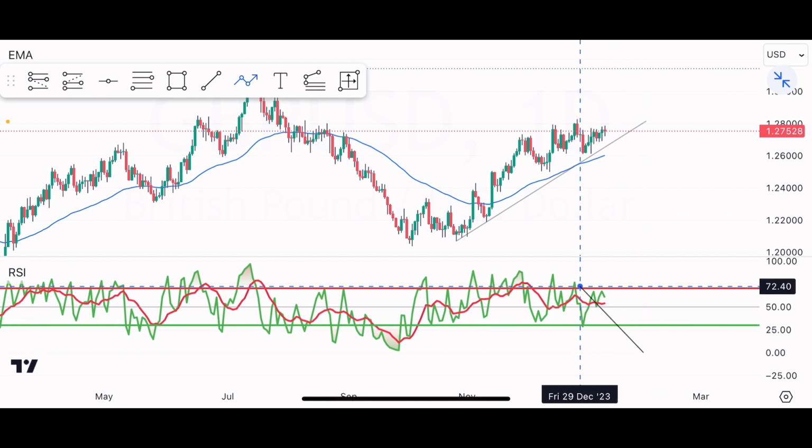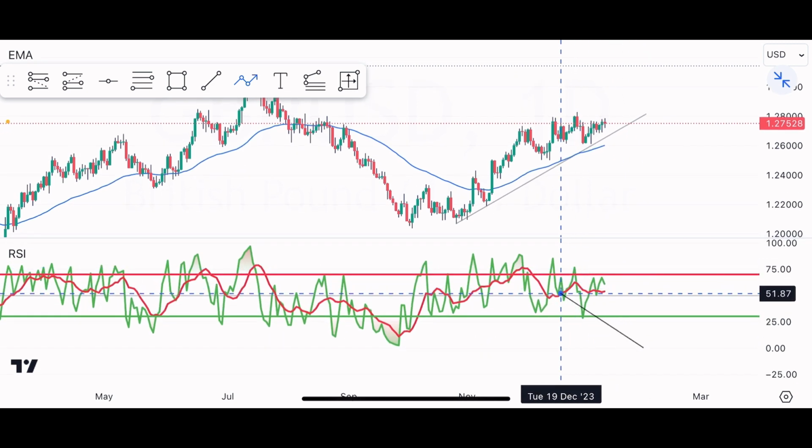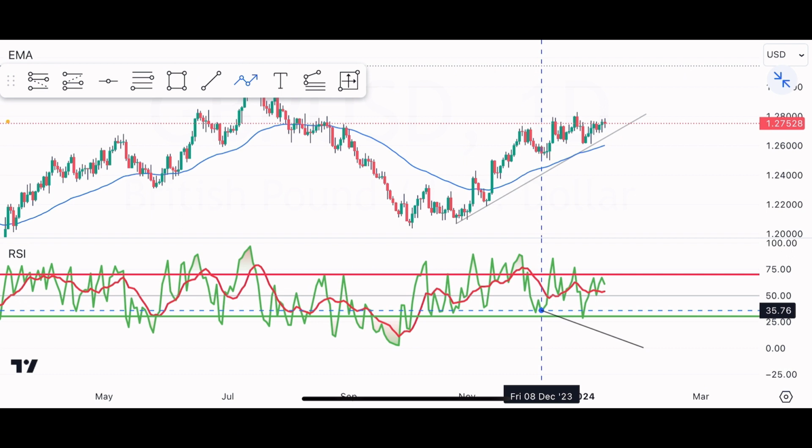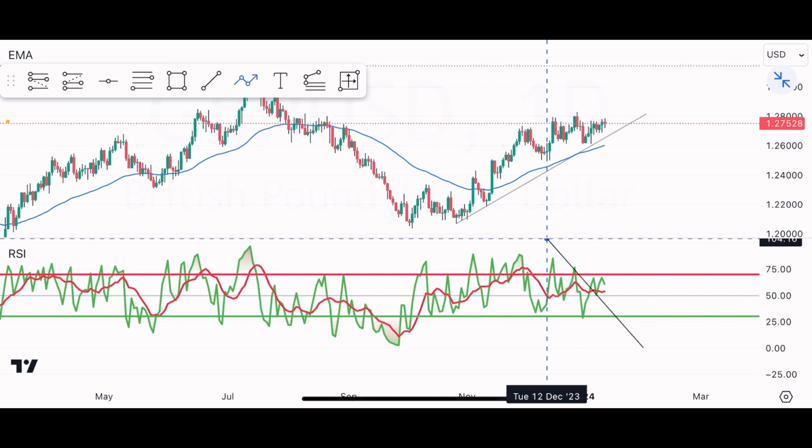In this scenario now, here, when price was here on the RSI, this is a low point. It's close to the 30%. It's close to the 30%.